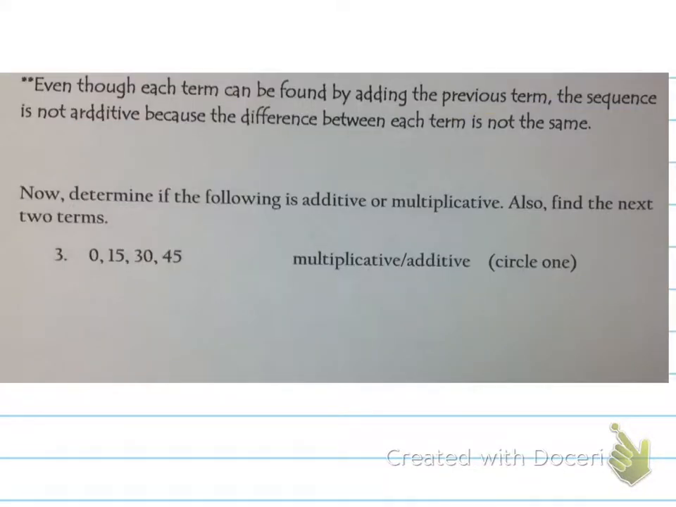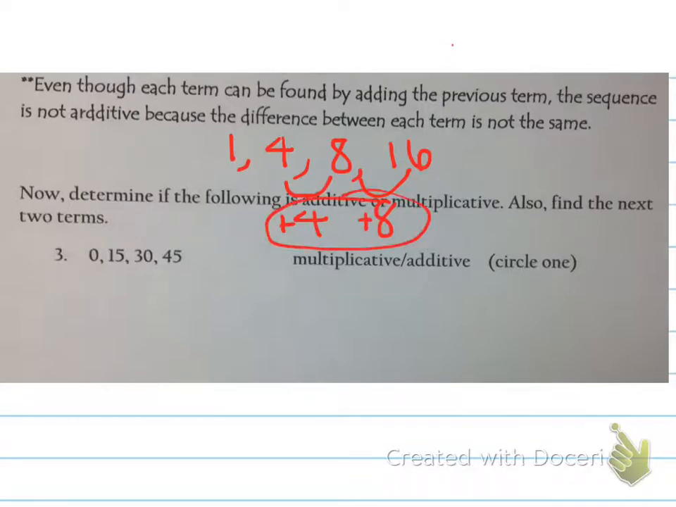Even though each term can be found by adding the previous term, the sequence is not additive because the difference in each term is not the same. So that means if we have a sequence of 1, 4, 8, and 16, if I go from 4 to 8, I'm adding the previous term. 4 plus 4 is 8. And then if I go from 8 to 16 and add the previous term, 8 plus 8 is 16. However, if we notice down here, the difference between the terms are not the same.